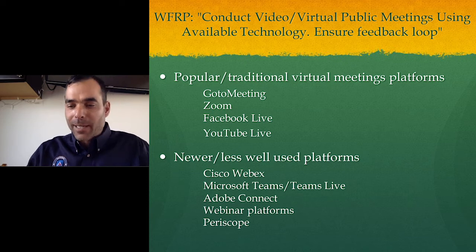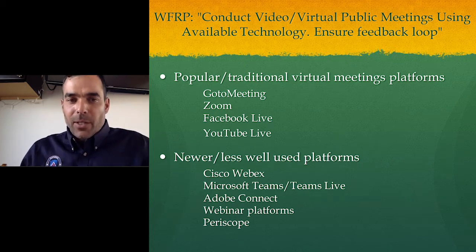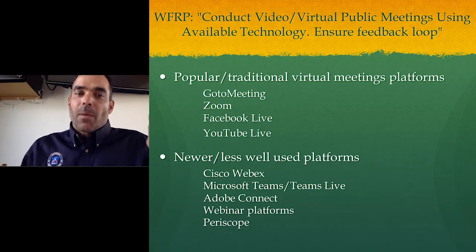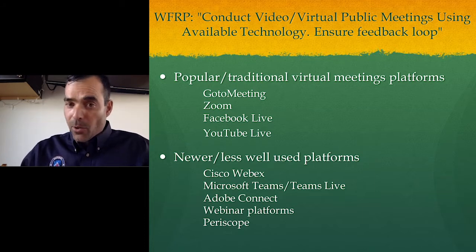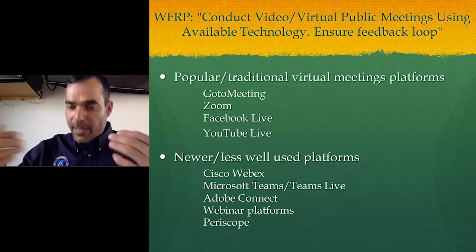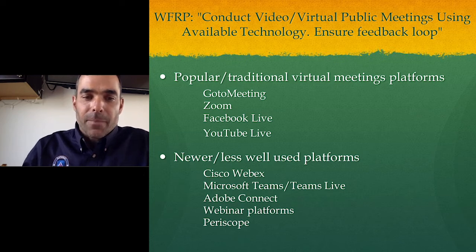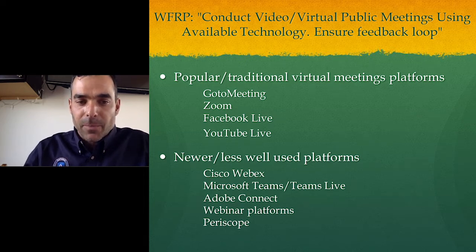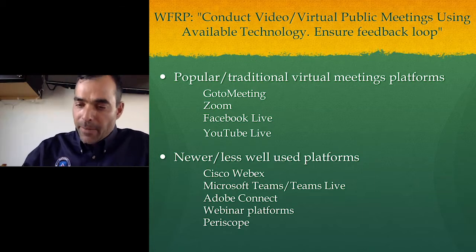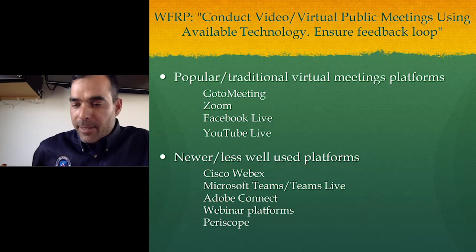Wildland Fire Response Plan put out a really good message on conducting virtual public meetings by using whatever technology, so it's in our court, but ensuring the feedback loop. We have to make sure in some way that when we're doing these meetings that we're getting that public interaction. The popular ones, of course, have been YouTube and Facebook and Zoom and GoToMeeting. On fire, it's mainly been Facebook Live. Facebook Live has the built-in capacity to do the feedback loop by monitoring questions.